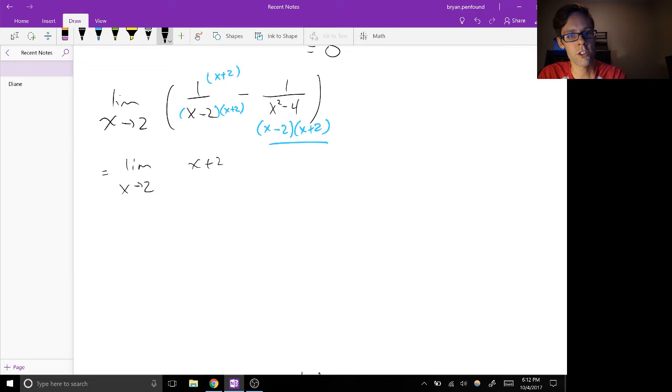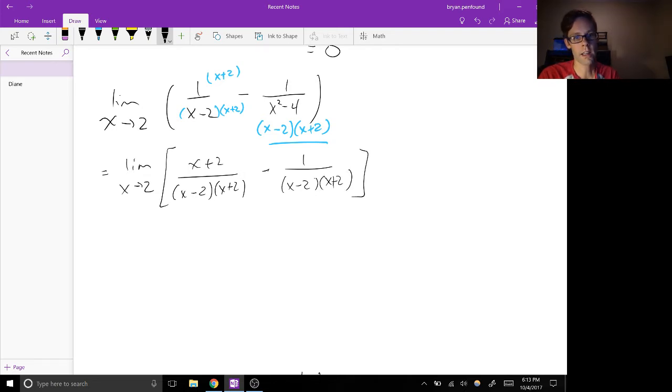Okay, so my first fraction is now going to look like this, and my second fraction looks something like this. And let's go ahead and combine those. So we have the limit as x gets closer to 2 of x + 2 - 1, so x + 1 in the numerator, and (x - 2)(x + 2) in the denominator.